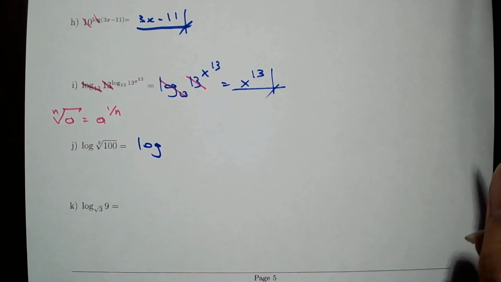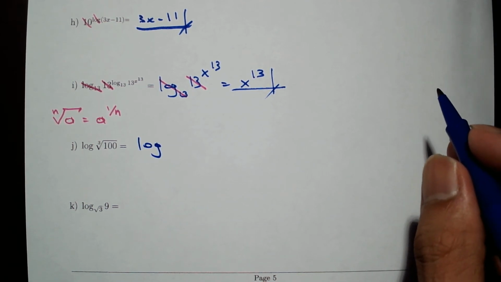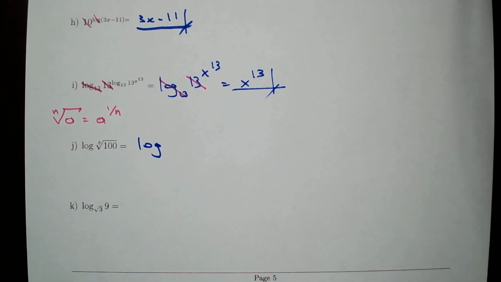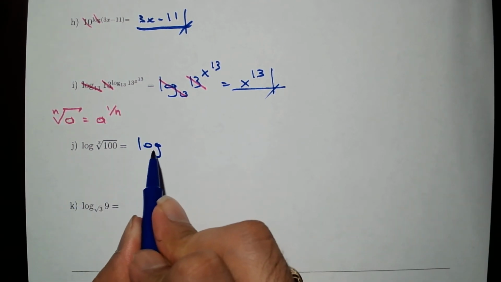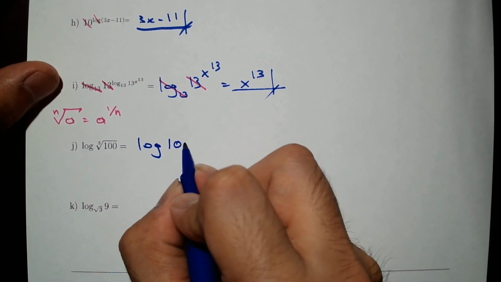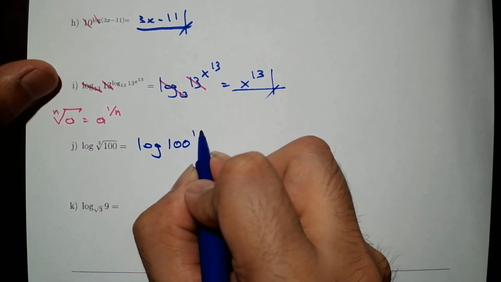Unless it's a log with another base, like log base 7, log base 5, log base 4. Well, in that case, we specify the base. But when we mention the word log, that's only base 10. So that's log of 100 to the 1/3.